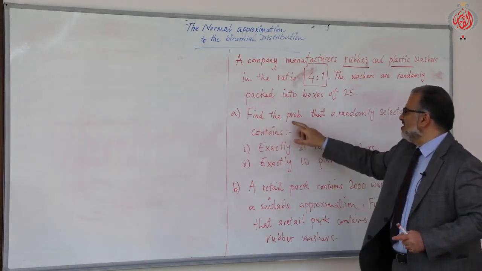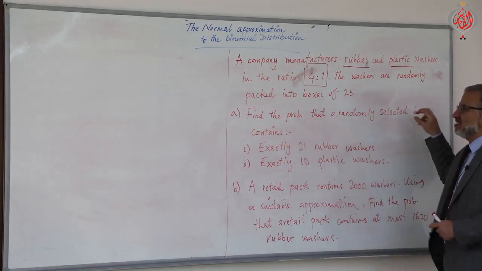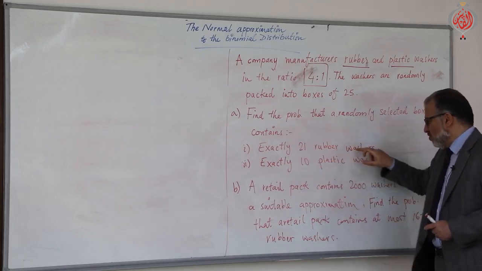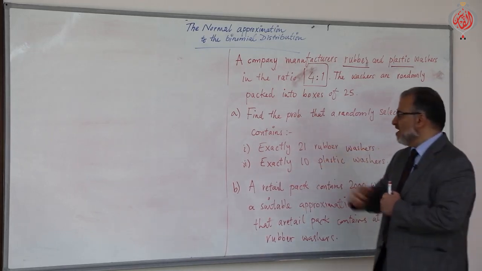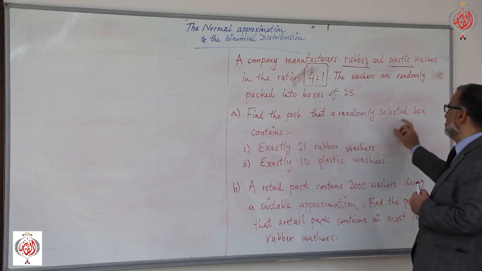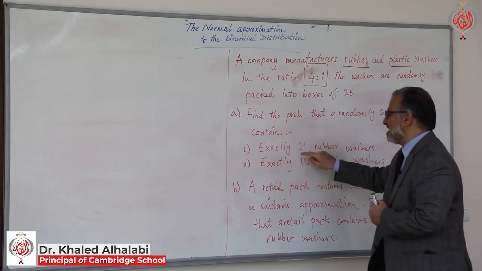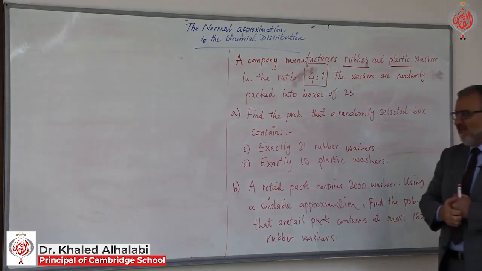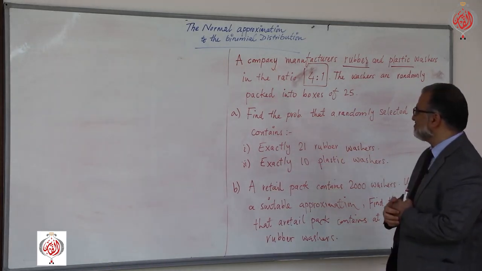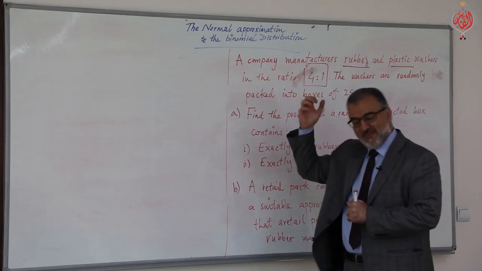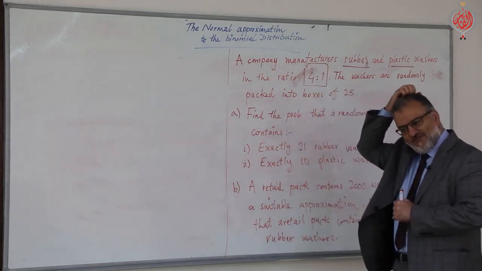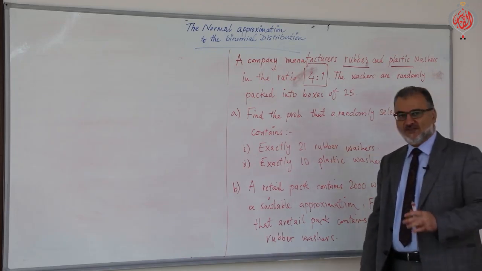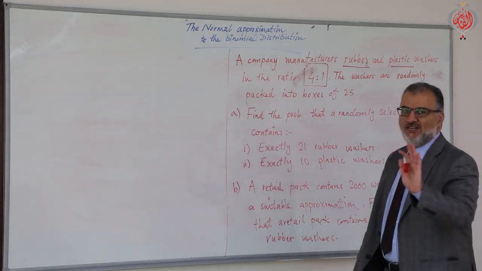Now the question: find the probability that a randomly selected box contains exactly 21 rubber washers. First of all, this question here, what type of distribution does it follow? It follows binomial distribution.